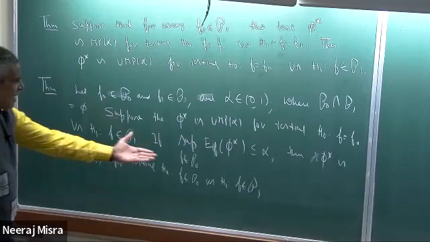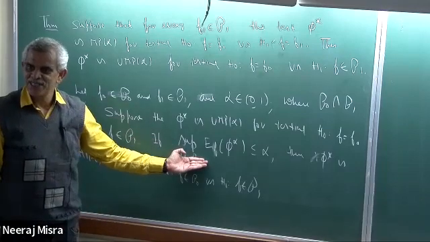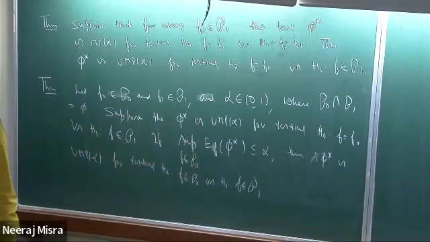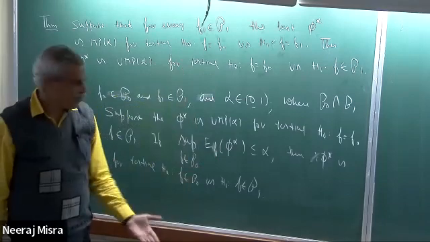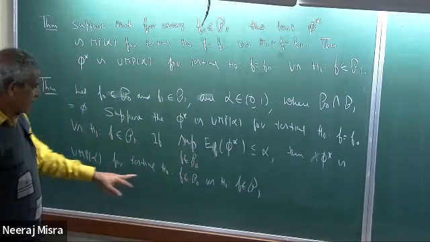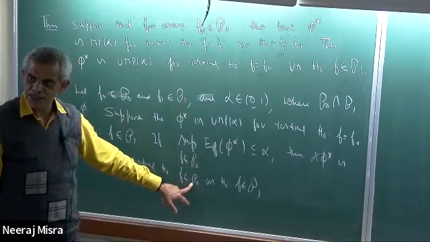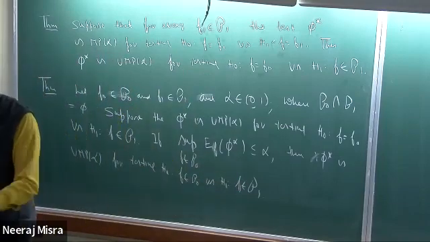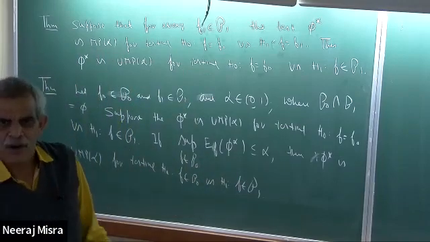So the only thing I have to make sure is that the supremum over F belonging to F0 of the expected value of phi star is less than or equal to alpha. Then such a test would be uniformly most powerful for testing this composite hypothesis, F belongs to P0, against F belongs to P1. Right? So it's a simple observation. That's all.